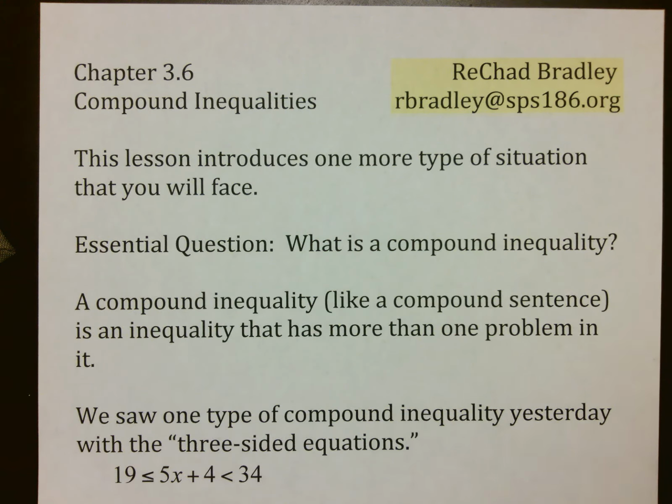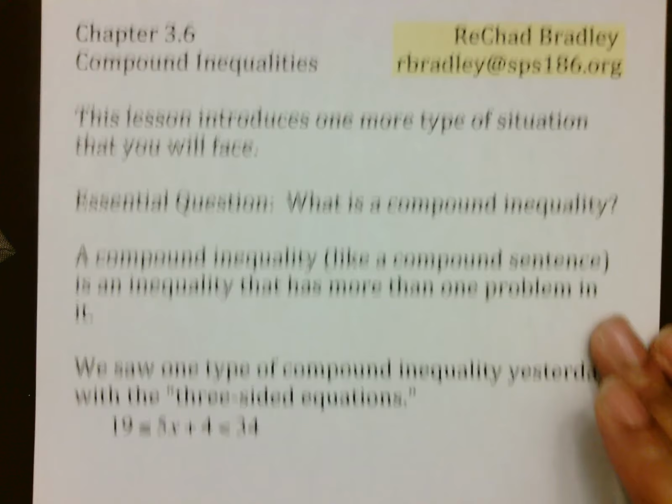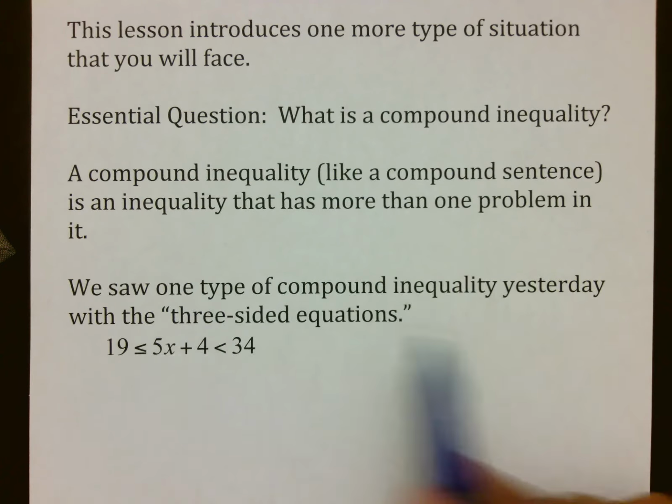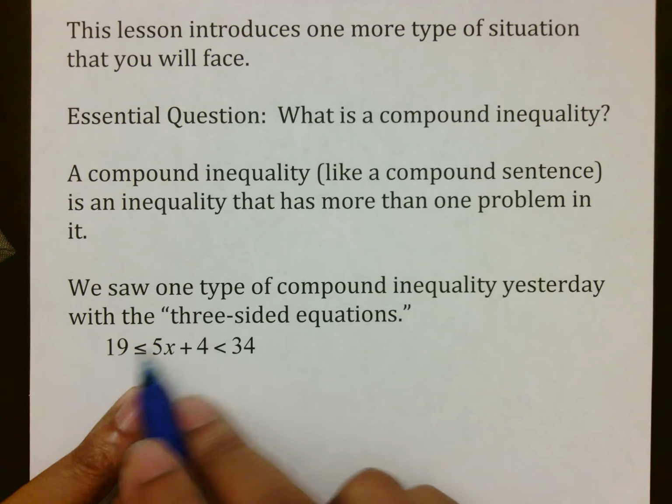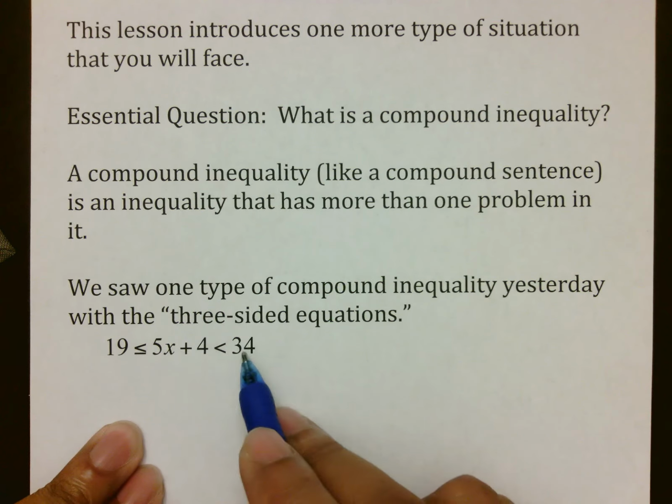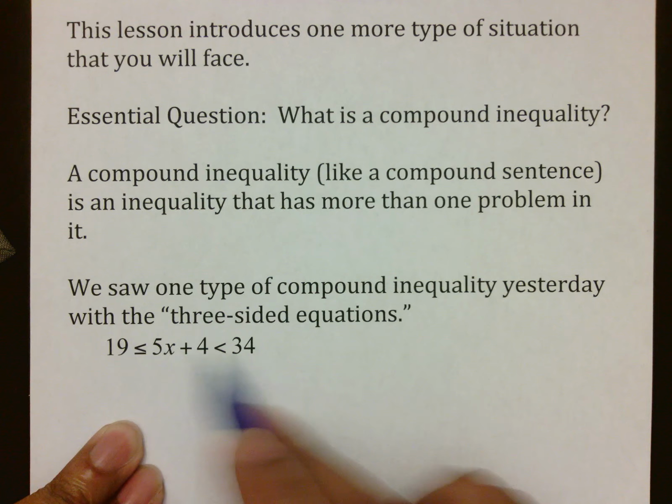A compound inequality, like a compound sentence, if you know about a compound sentence, it's whenever you take two sentences and connect them with an "and", an "or", or a comma. It's just an inequality that has more than one problem in it, and it's usually connected with the word "and" or "or". We've kind of already seen one. This is actually an "and" equation. What this would say is that 5x plus 4 is greater than 19 and 5x plus 4 is greater than 34 or less than 34.